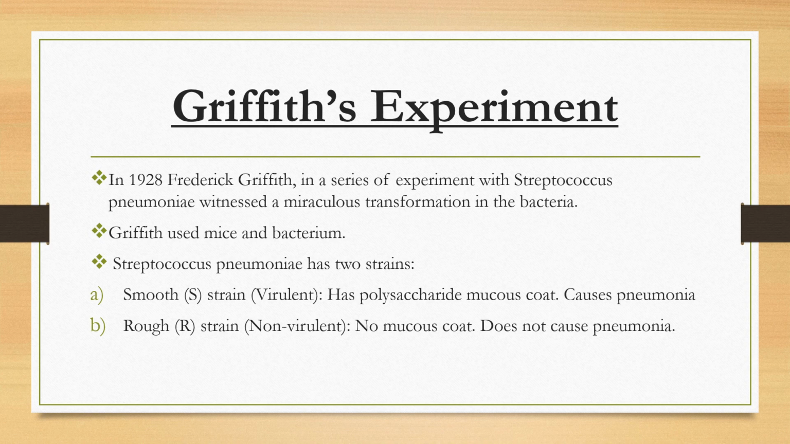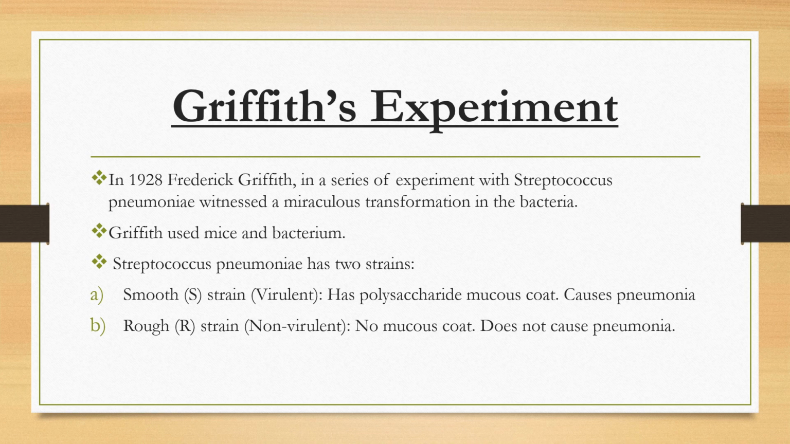Streptococcus pneumoniae has two strains. One is the S strain and the other is the R strain. The S strain was virulent. Virulent means it will cause the disease. That's why it is virulent. In other words, it is pathogenic. So S is pathogenic.